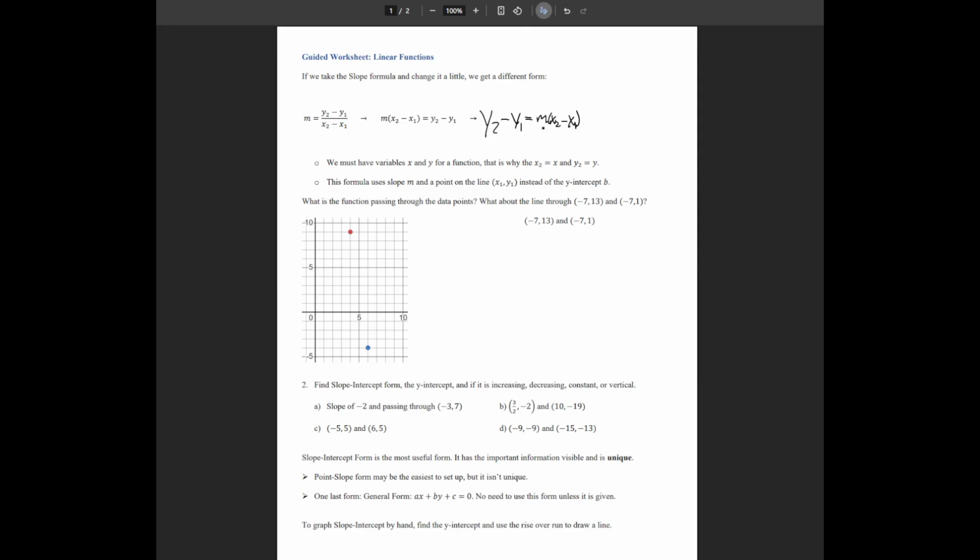Next up, for an equation or for a function, you need a y variable and an x variable. What we're going to do is replace these 2 coordinates of a point, y2 and x2, with just the variables x and y. And what this is going to give us is y minus y1 equals m times x minus x1. This is our point slope form.